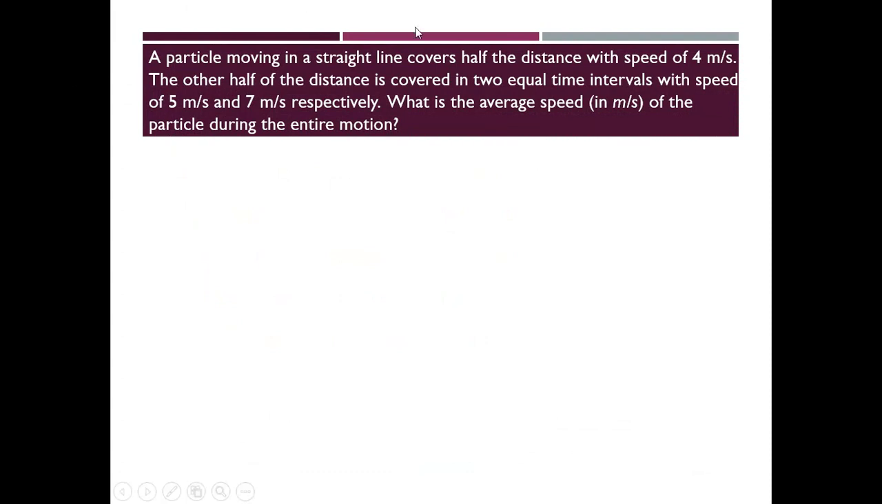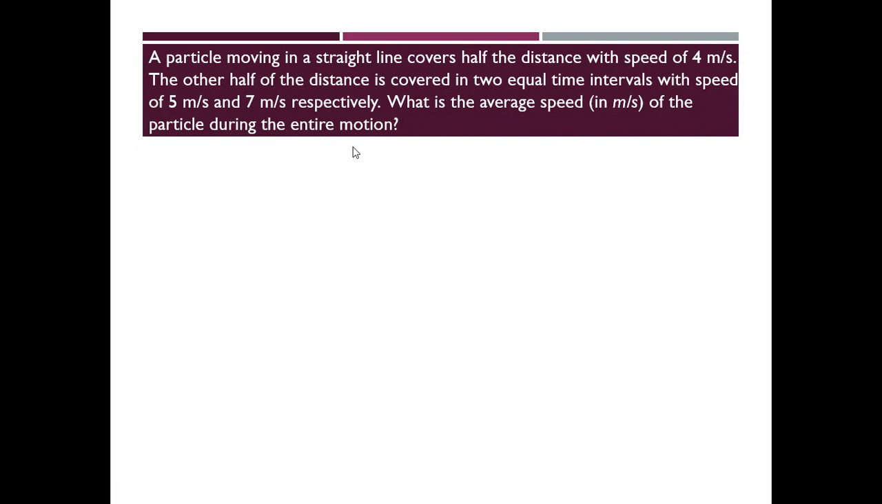So here it says a particle moving on a straight line covers half the distance with a speed of 4 meters per second. And it says the other half of the distance is covered in two equal time intervals with speeds of 5 meters per second and 7 meters per second respectively. It wants us to find the average speed of the whole entire motion.